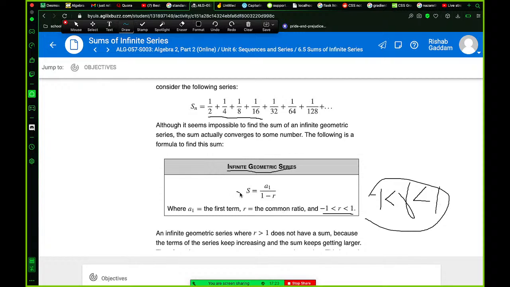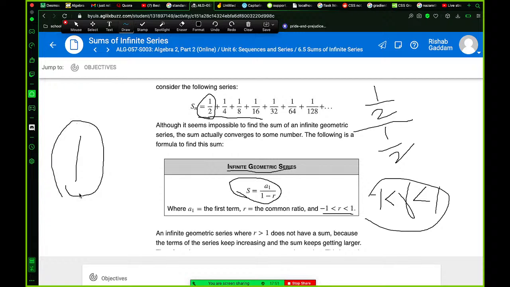So this is the formula for solving that. It's super easy. All you have to do is plug in the value of the first term on top. So that's 1 over 2 on top. And on the bottom there is 1 minus 1 over 2. So that's still 1 over 2. And 1 over 2 over 1 over 2 is 1.